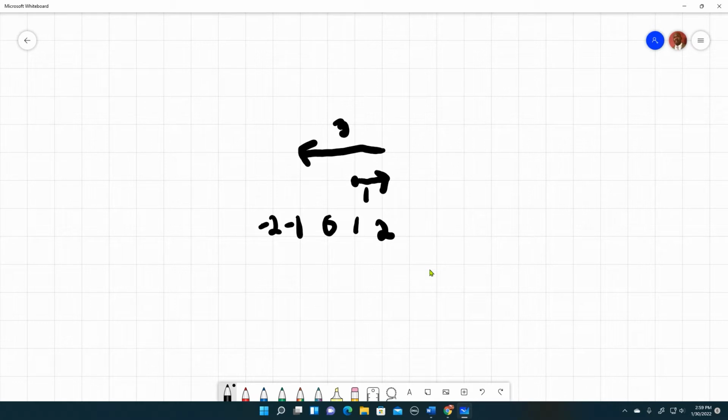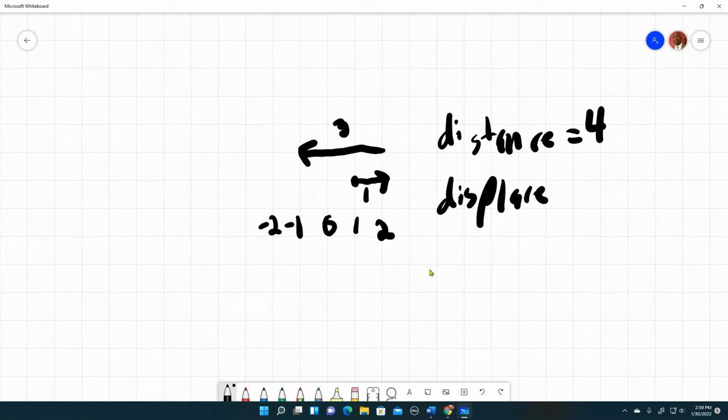Again, distance, I don't care about the direction. So my distance in this particular scenario is 4. Took 1 step, then I took 3 steps. That's the distance. But the displacement, how was it displaced? Not how far of a distance did it travel, but how was it displaced? Meaning, what transpired from the beginning point to the ending point?